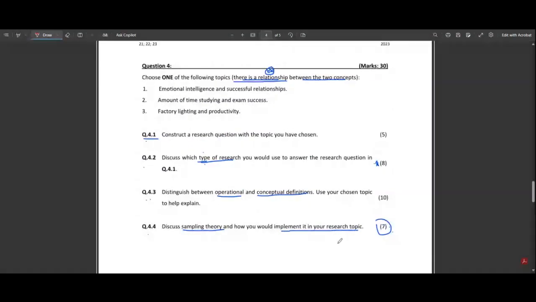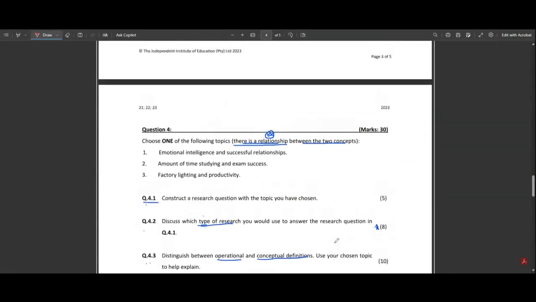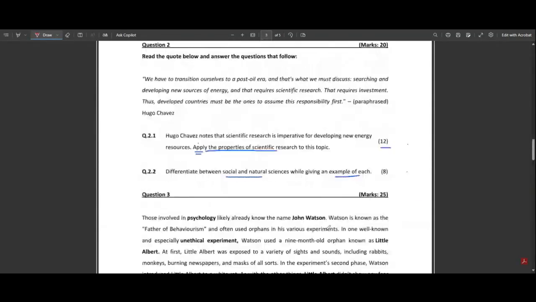You wanted to go back to the scientific properties one. I can't remember which question that was. Was it this one? No.